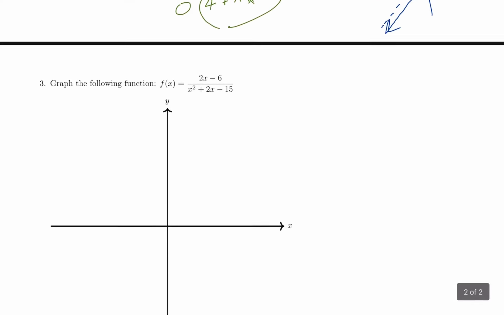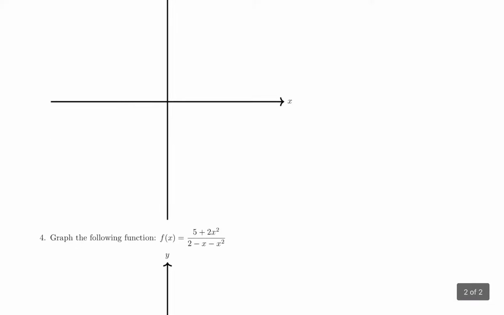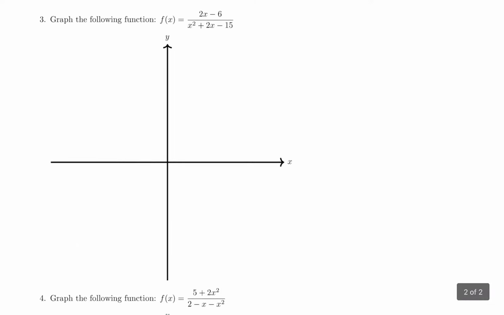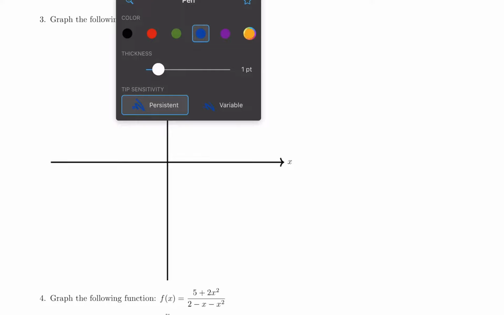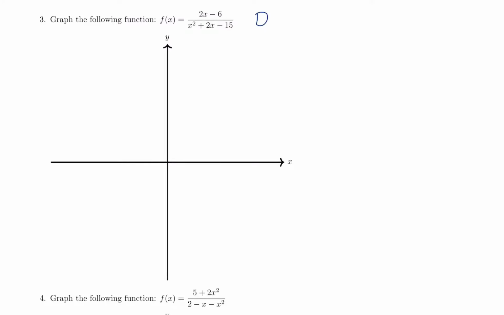So let's look at number 3. Number 3 is one we did on the previous page, number 1. We already found the domain to be negative infinity to negative 5, union negative 5 to 3, union 3 to infinity. And we found the vertical asymptote for this problem was x equals negative 5. Horizontal asymptote was y equals 0.